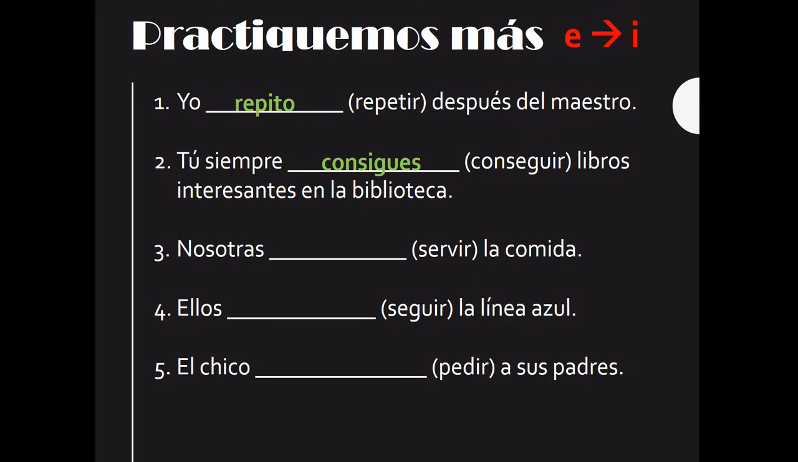3. Nosotras servimos la comida. Remember, nosotros, no stem changers. Ellos siguen la línea azul. And el chico pide a sus padres.